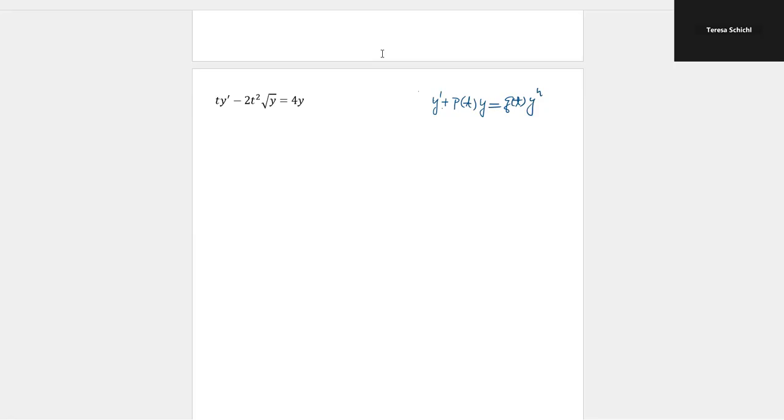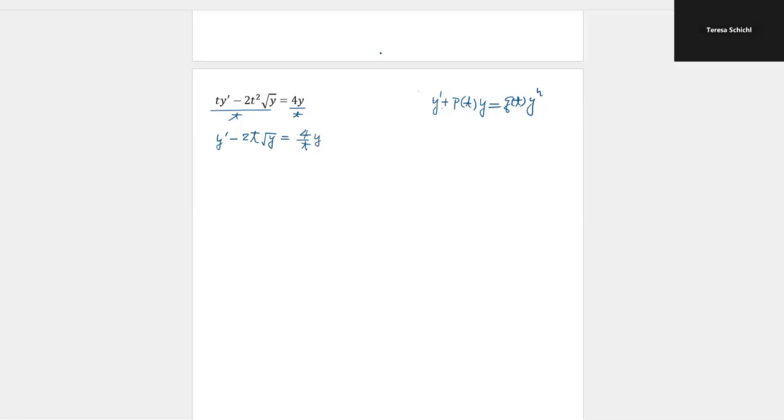In order to match the Bernoulli equation, the first thing we want to do is divide both sides by t. Then this will be y prime minus 2t square root of y, and here this will be 4 over t times y.